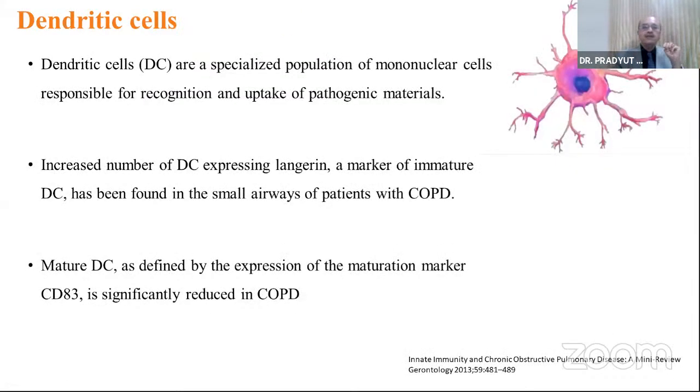The third component of the innate immune system affected in the lung by COPD is the dendritic cells. Dendritic cells are the most important component.